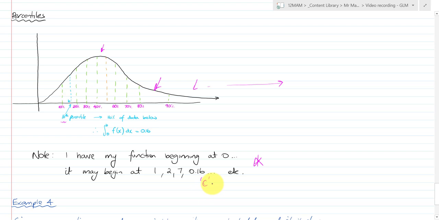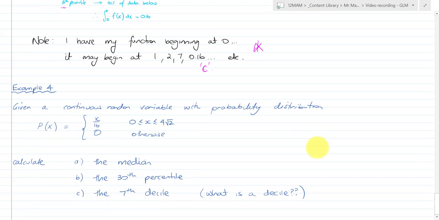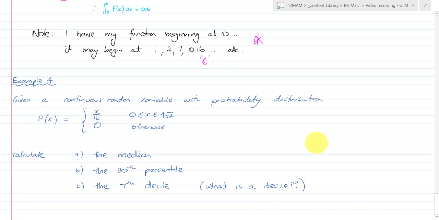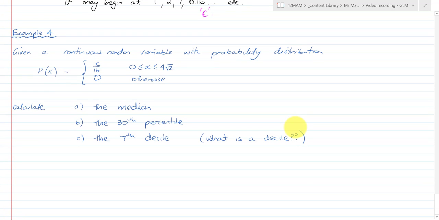It could begin at the negative. We don't know. Anyway, here's an example again. Given a continuous random variable with probability distribution p of x equals that, calculate the median, the 30th percentile, or the 7th decile. So let's start with the median.